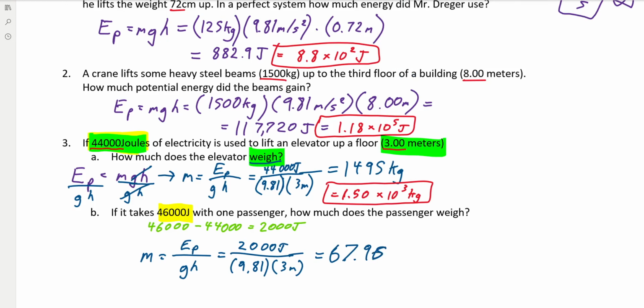Okay. And so let's just compare what we have in terms of sig digs. So we have 3 from the 3 meters, and we have 4 from the joules. So we need to end up with 3 sig digs. So we can just put it as 68.0 kilograms. And you have to have the 0.0, otherwise your sig digs are wrong.